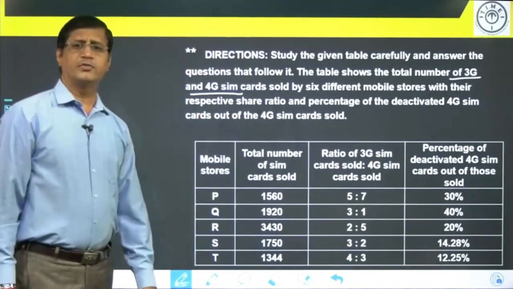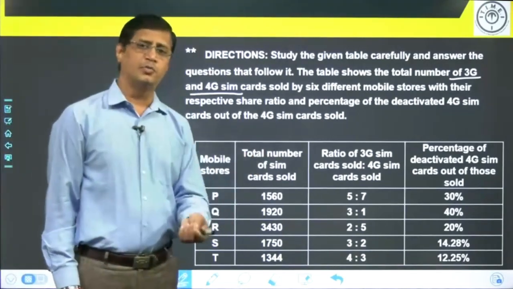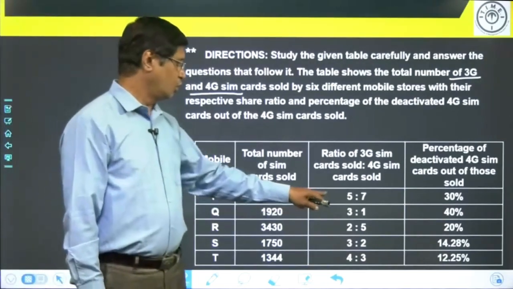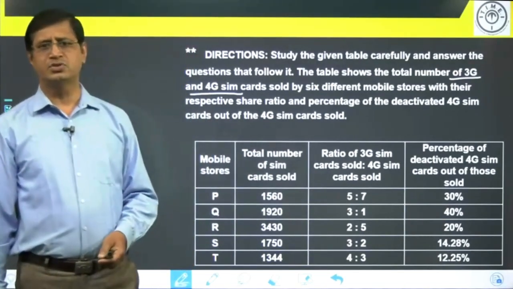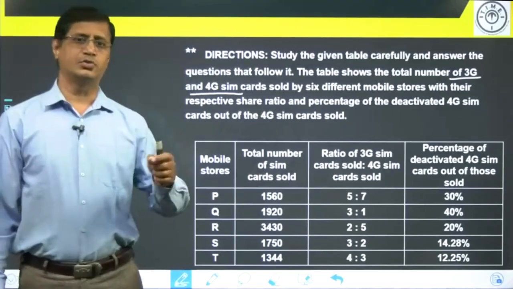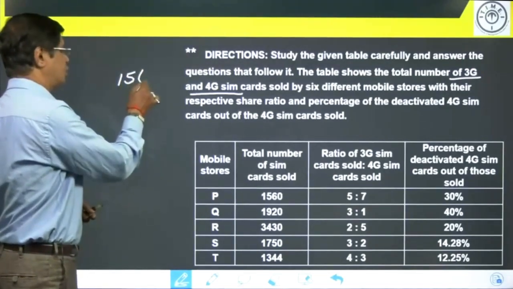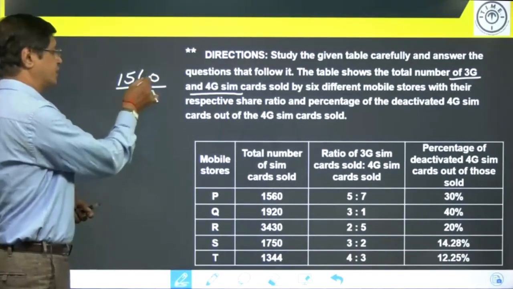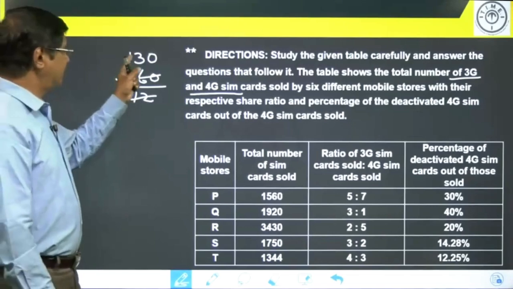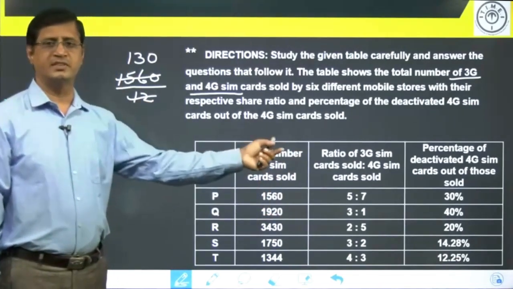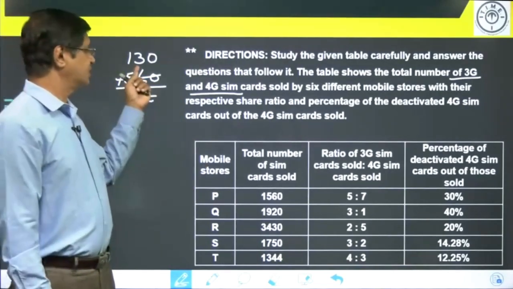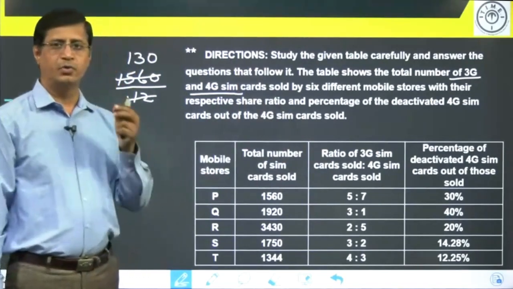Okay. Dear students, if you observe this carefully, here how many 3G SIM cards and how many 4G SIM cards from the store P? Just look at 1560, 5:7 is the ratio. 5:7 is the ratio means the sum of the ratios is 12. 1560 divided by 12 goes exactly 13 times. Of course, 0 is common here. So 1 part is equal to 130, 5 parts is equal to 650, 7 parts is equal to 910. Am I clear? So what are the 3G SIM cards? 5 times of 130, and the 4G SIM cards, 7 times of 130.